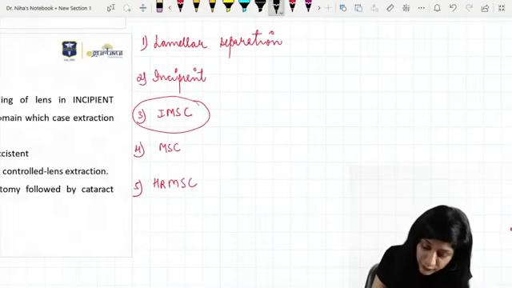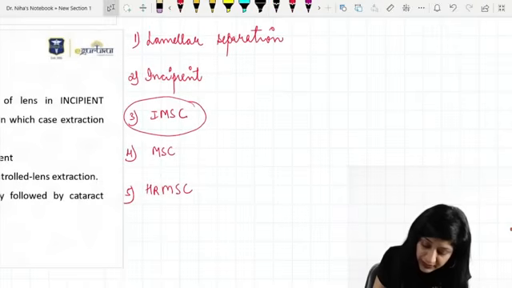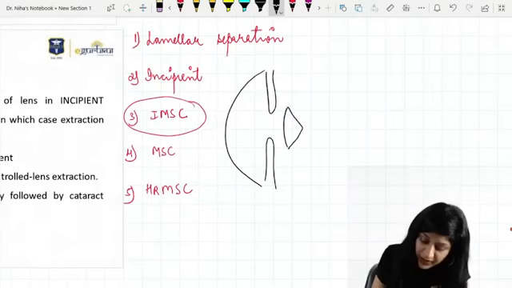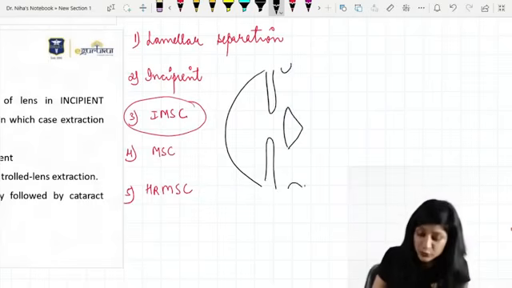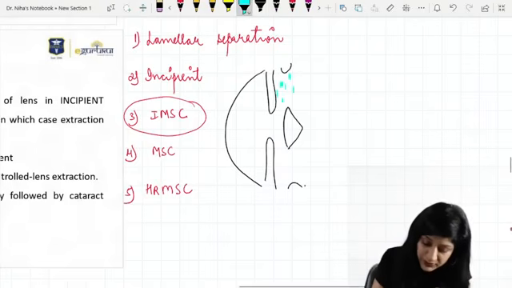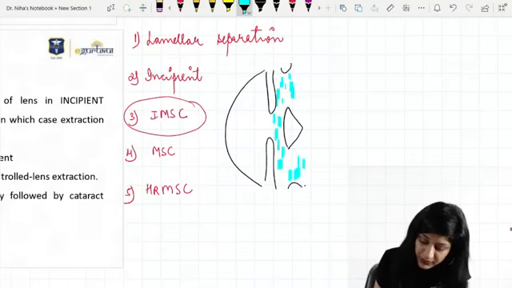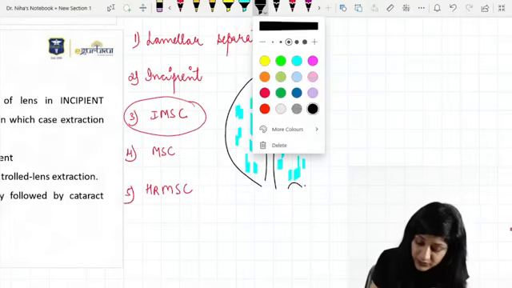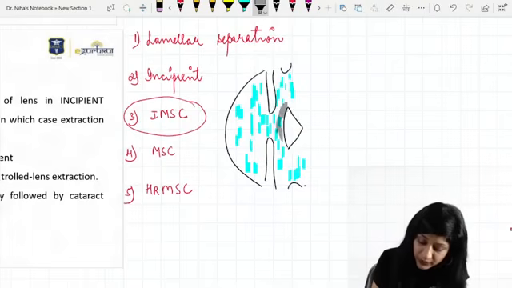Now if you look here, what is happening in the immature senile cataract? Suppose this is the cornea, we have this iris, we have this lens, right? And this is the ciliary body. So aqueous humor is coming from this ciliary body. It has to pass through this pupil. It is coming into this anterior chamber, something like this. Now in this case, we are going to have the swollen lens.